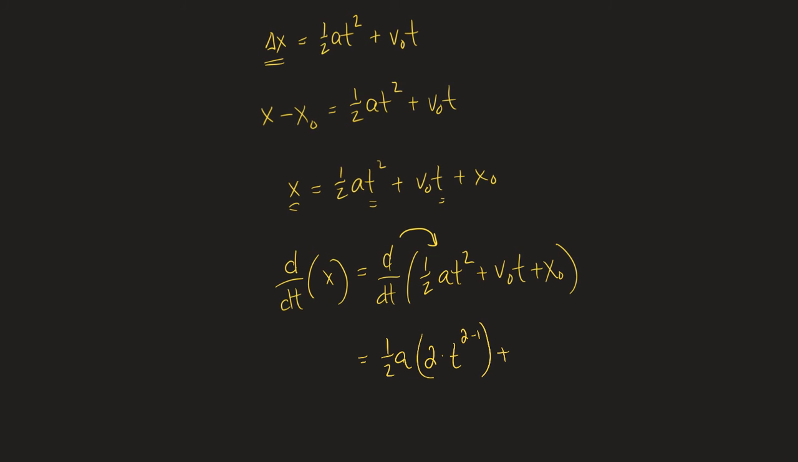Go on to the next term. Is that okay? You guys follow that all right? So now let's try that term. Bring out the v naught. And inside I'll have 1 times t to the 1 minus 1. We good so far?